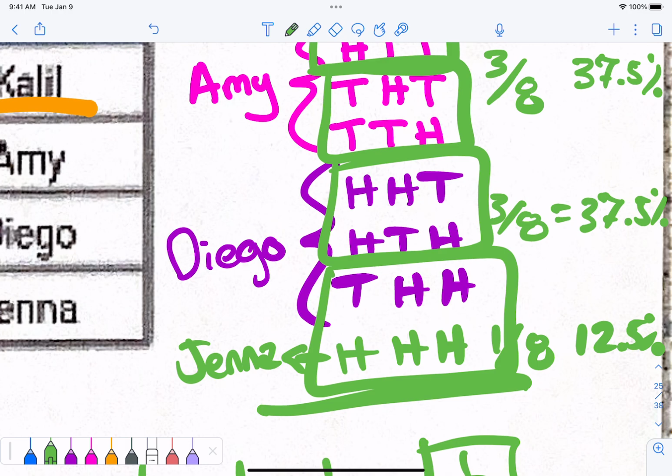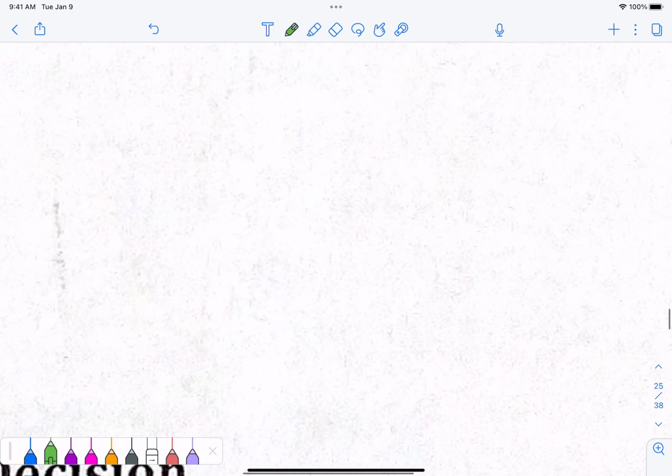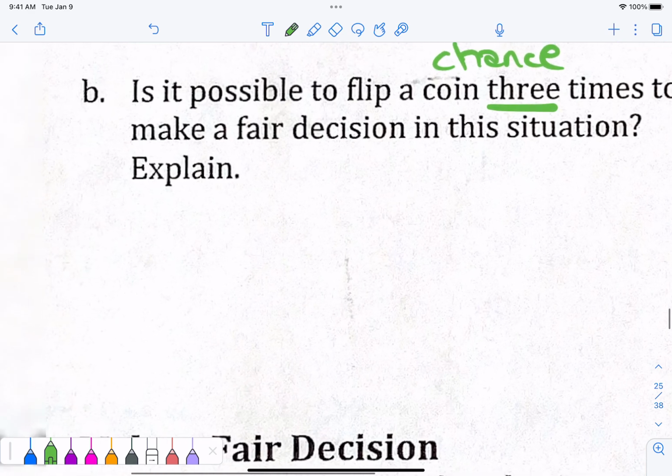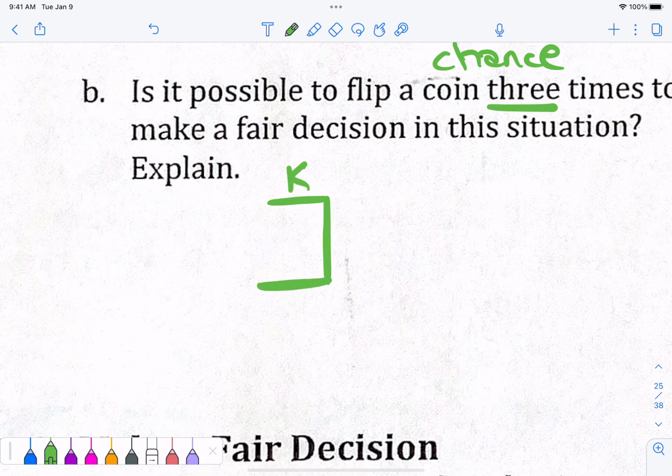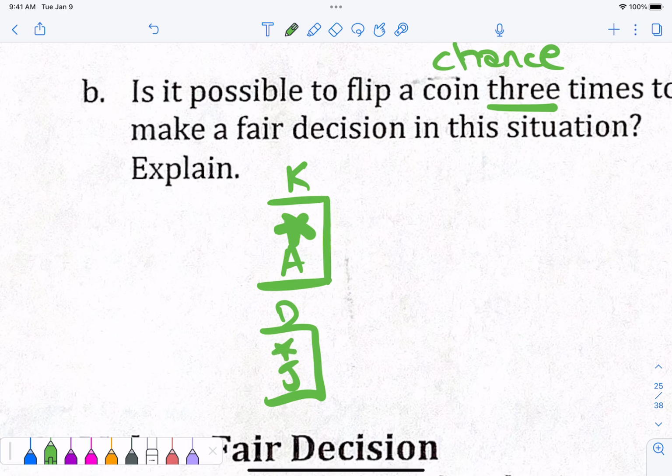Okay? In the last period they said let's do it bracket style. Yes? Can we do it bracket style? So, this way, okay? So we have Khalil facing Amy and then Diego facing Jenna, right? Okay? So I'm going to flip a coin here. And if it's heads, the top person wins. If it's tails, the bottom person wins. I'm going to flip it here also. Heads, the top person wins. Tails, the bottom person wins.